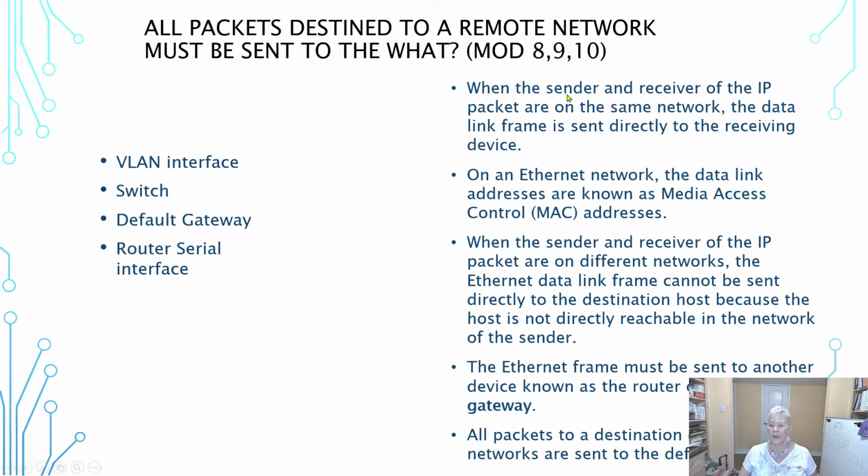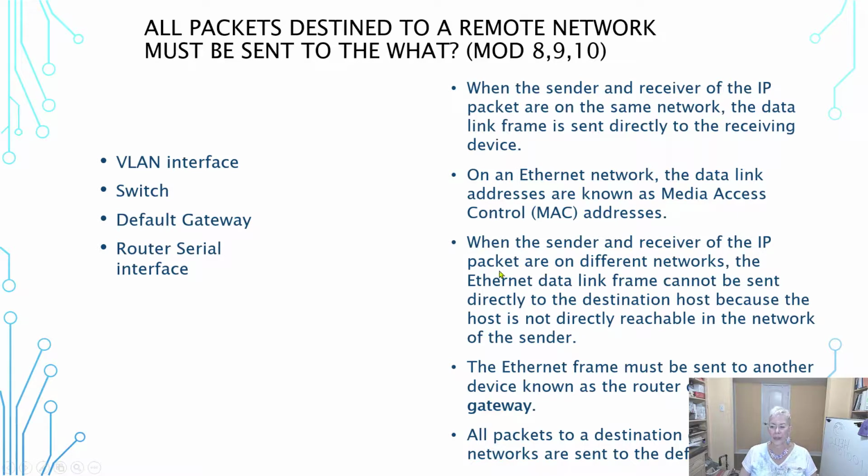When the sender and receiver of an IP packet are on the same network, the data link frame is sent directly to the receiving device. It doesn't need to go to a default gateway. On an Ethernet network, the data link addresses are known as media access control addresses, MAC addresses.